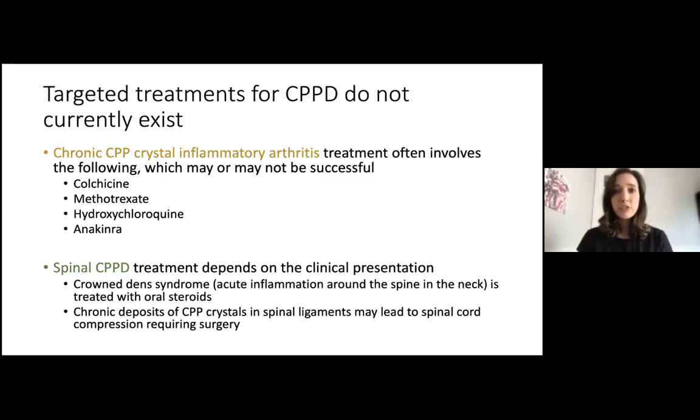And finally, the treatment of spinal CPPD really depends on the clinical presentation. If a patient has Crowned Dens syndrome, which is the acute inflammatory manifestation around the spine in the neck, then patients are treated with oral steroids. Rarely, patients have chronic deposits of CPP crystals in the spinal ligaments that can be so large that they can cause spinal cord compression. And in that case, they would require surgical treatment.